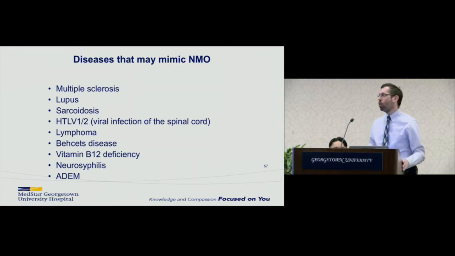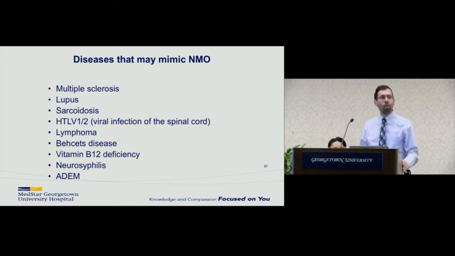But there are other autoimmune diseases that we have to think about. Lupus, sarcoid, a rare viral infection that can affect the spinal cord, HTLV1 or 2, lymphoma, a form of cancer, sometimes will start off in the central nervous system. It's not common, but that's something we have to exclude. Behçet's disease is another very rare autoimmune disorder.